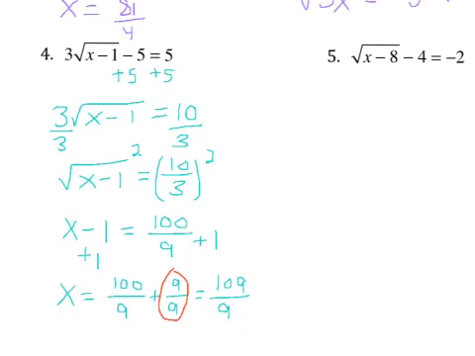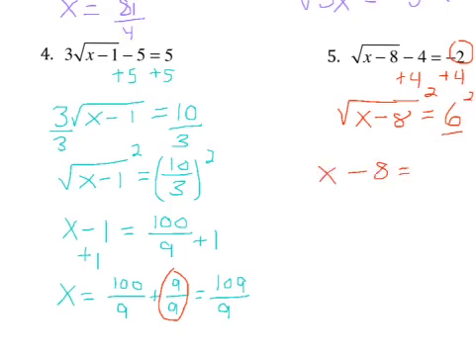Let's take a look at number 5. So number 5, we want to add 4 to both sides. So we have the square root of x minus 8 equals 6. So even though this one started with a negative, it's okay because when I add 4 to the other side, I get a positive. So the square root of x minus 8 can equal positive 6. That's okay. So now I want to square both sides to get x minus 8 equals 36. Add 8 to both sides. So my final answer is x equals 44.